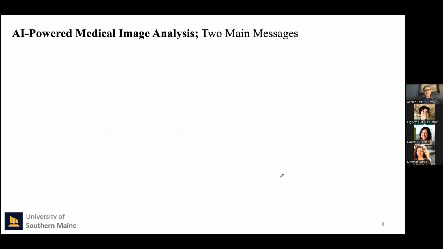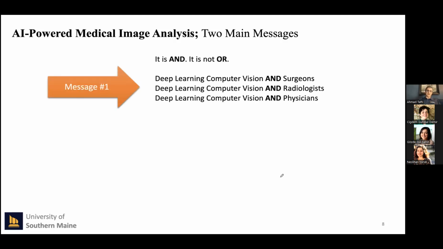If we want to summarize these 3 papers recently published in the scientific literature, I was able to grab 2 main messages from them. The first message we learned is that the story is "and," the story is not "or." What I'm trying to say is that within those recent papers, we can see deep learning computational vision and surgeons. We always need to keep the domain expert in the loop. We always need to keep the human in the loop. So deep learning computational vision and surgeons, radiologists and physicians, not "or" physicians, not "or" surgeons. This is message number 1.